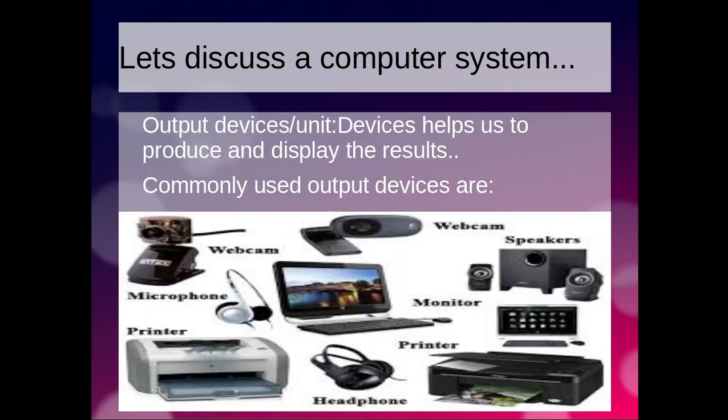Next is output devices. Output refers to the result of processed input data by the central processing unit. The output device helps us to produce and display the result. In general, the output displayed on the monitor is known as soft copy, or in the form of printout on paper known as hard copy, or in the form of sound through speakers. Monitor, printer, speaker, plotter, barcodes, OMR sheets are examples of output devices.